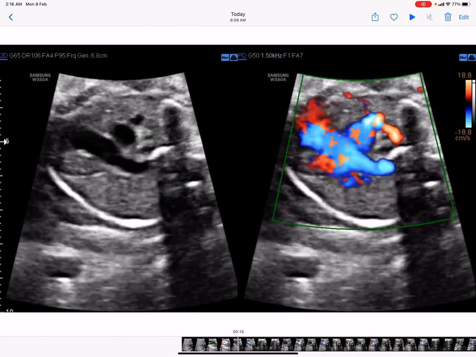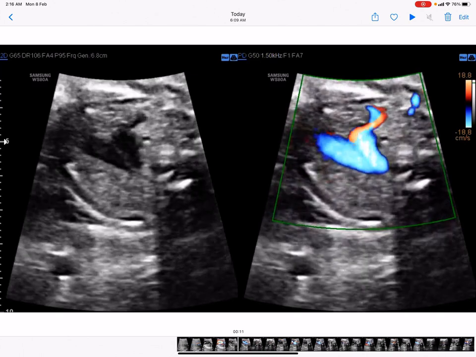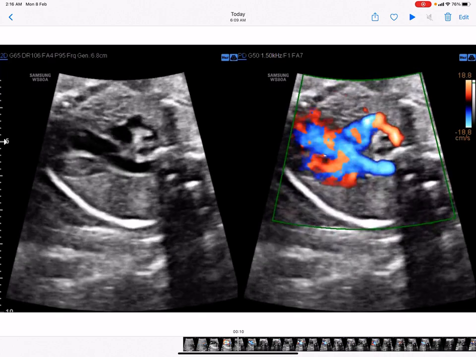So this is how we differentiate between an azygous arch, an ARSA, and an NRSA, that is normal right subclavian artery. Okay, so this is the azygous. This was the azygous arch.